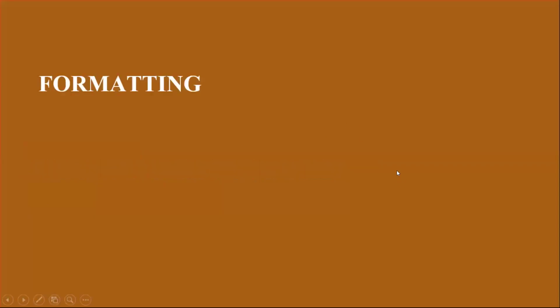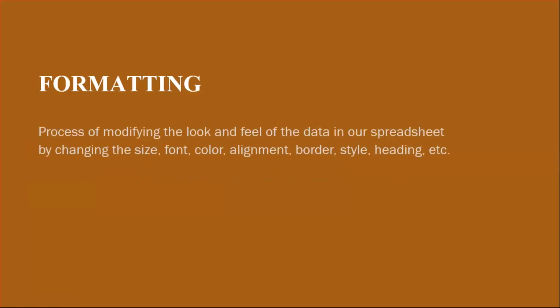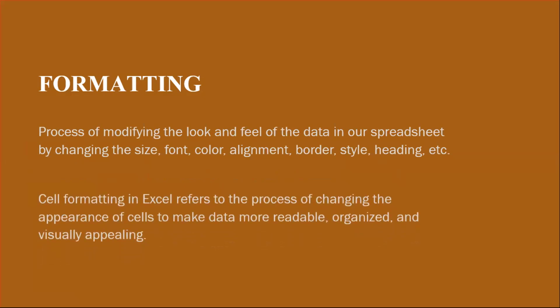So we are creating our first cell, but while creating that, we're going to look at formatting. And what is formatting? It is the process of modifying the look and feel of the data in your spreadsheet by changing the size, font, color, alignment, border, styling, heading. All of those things are formatting. Cell formatting in Excel refers to changing the appearance of the cell to make data more readable, organized, and visually appealing.